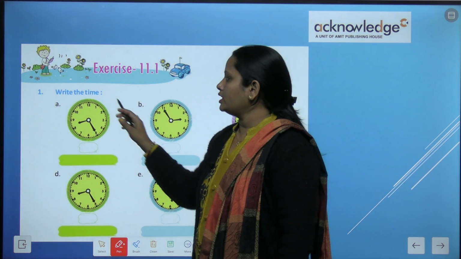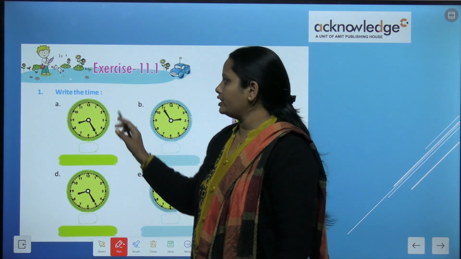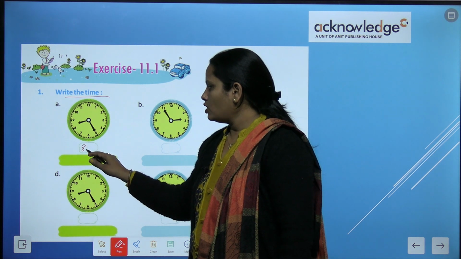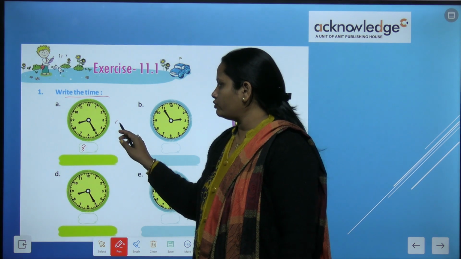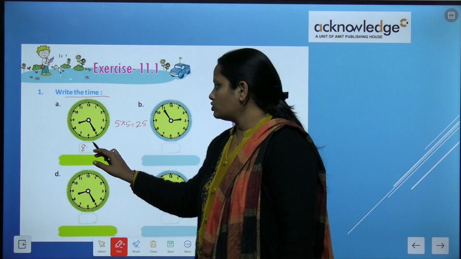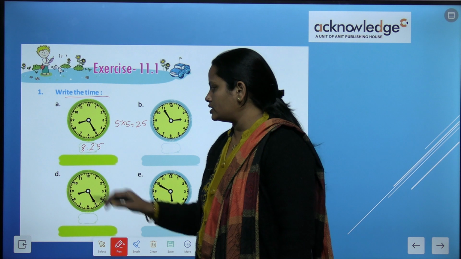So here we can see there is a clock made in front of us. We have to write down the time. So small कहाँ है? 8 पे. और जो big है वो 5 पे. तो 5 multiply 5 is 25. So the time is 8:25.